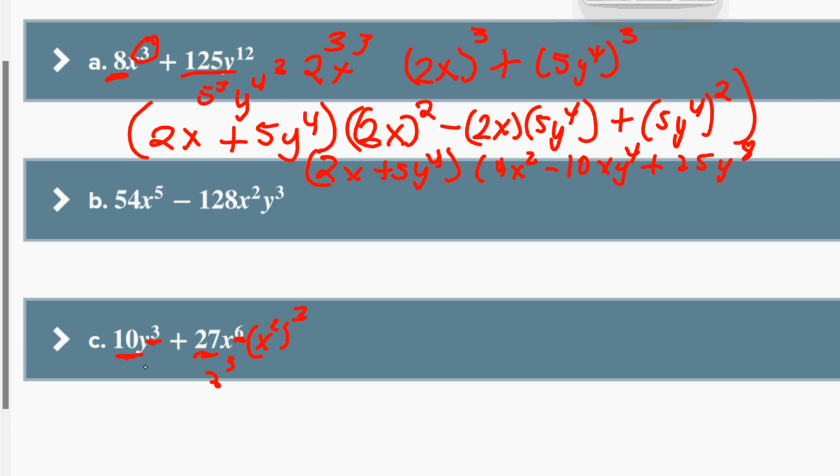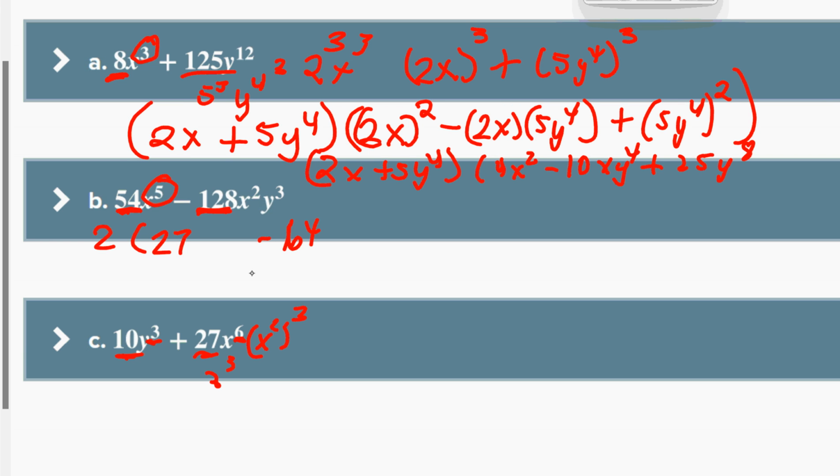If you look at this second one, 54 and 128, those are both not perfect cubes. But we could simplify them if we divide by 2. And x to the 5th is not a cube either. And so maybe we can get it down. If we factor a 2 out of these two, we would get 27, and 27 is a perfect cube. And then 128 divided by 2 is 64, negative 64.